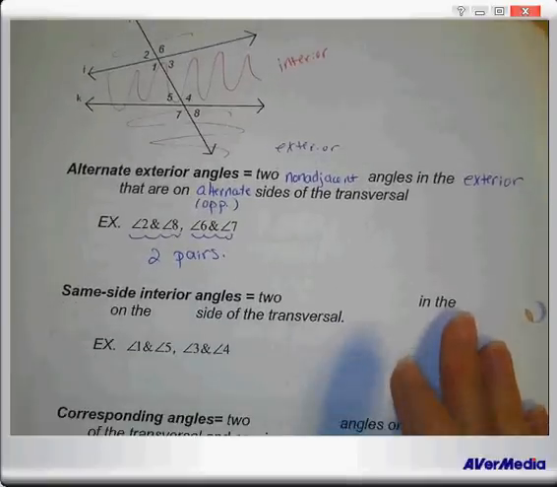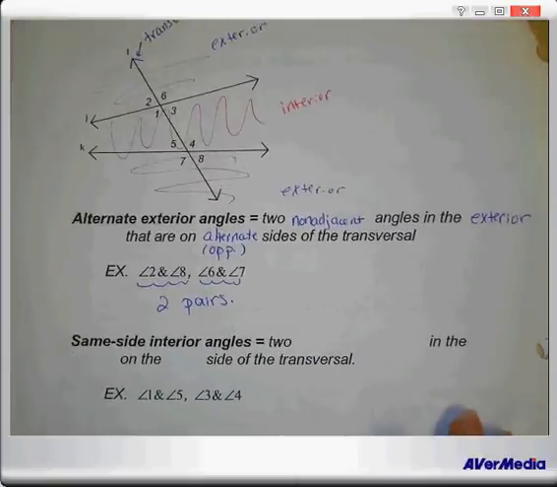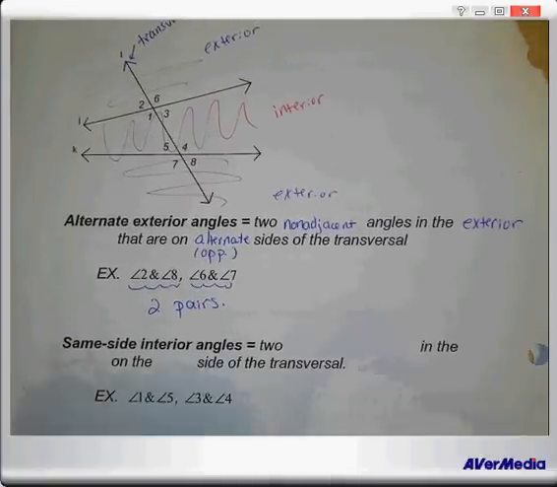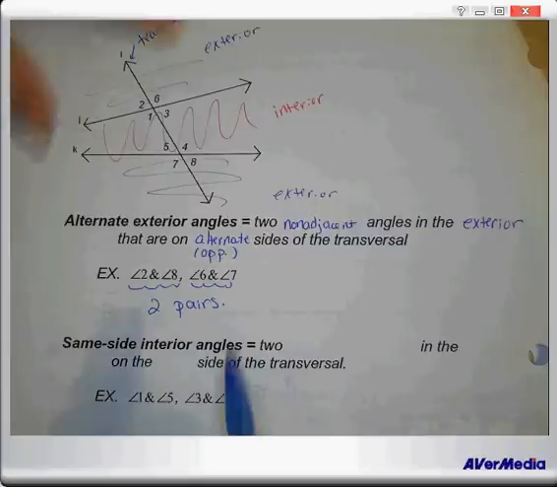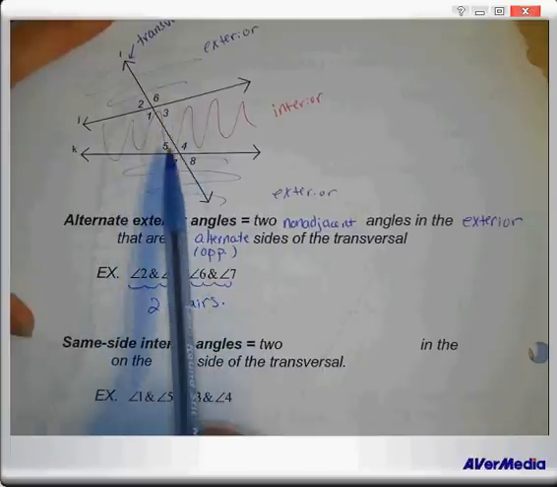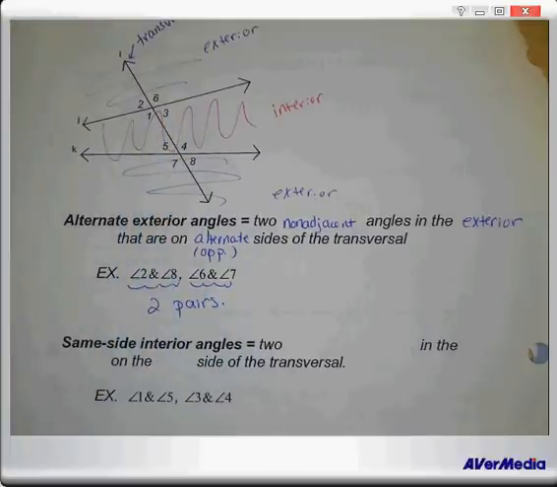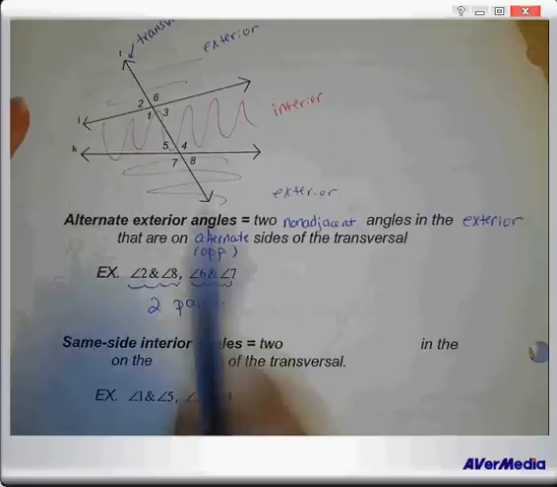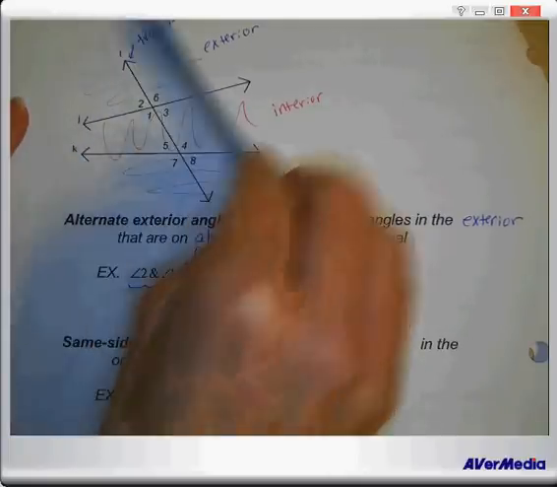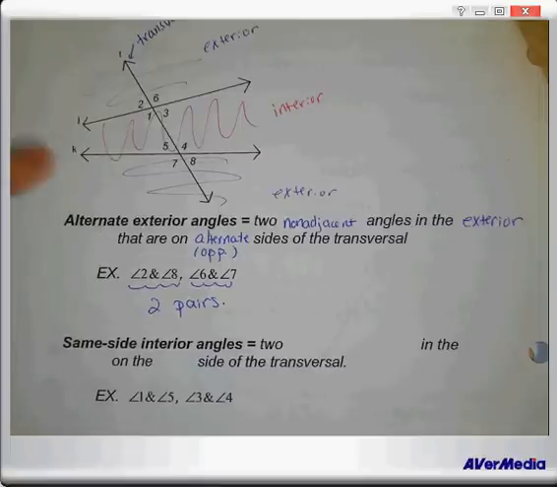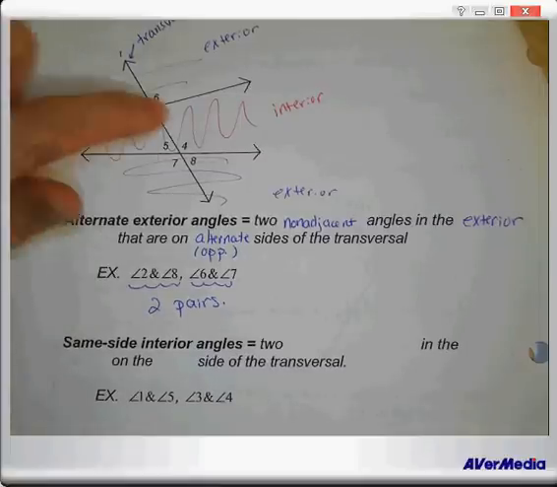Now, on our next one, which I love because I think these are so easy, are the names. Same side interior angles. Well, my interior angles are 1, 3, 5, and 4. Same side. Which 2 are on the same side of the transversal? Well, obviously 1 and 5, 3 and 4.